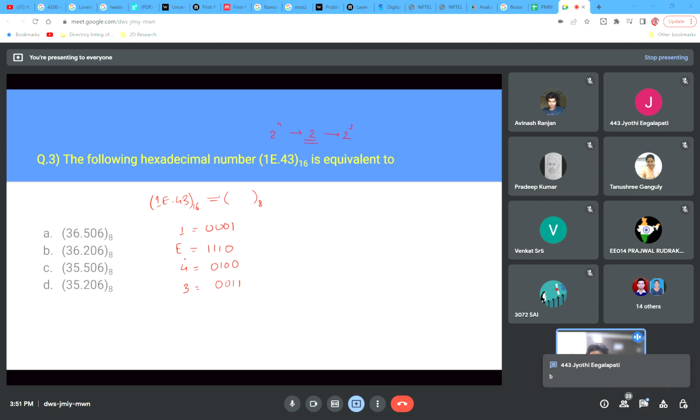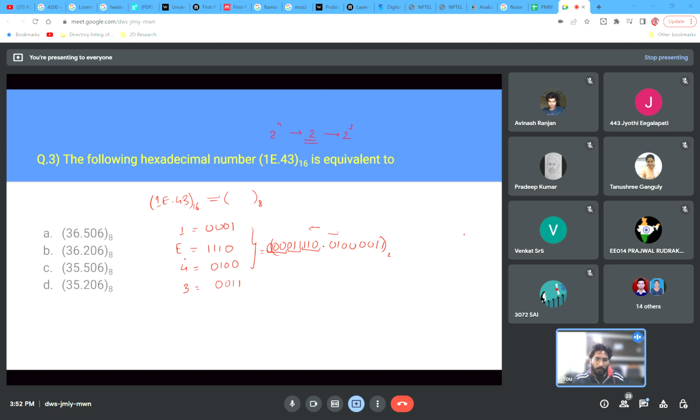So Jyoti has typed in one answer. I guess she would be right. So this will convert to 0001 1110.0100 0011 in binary. Now we know the rule of conversion from binary to octal. We need to group these digits, but as I have told, always start from the decimal point. So if you start from the decimal, let's go to the left first. We will group this in groups of 3, and this group remains incomplete, so we will just add one more 0 to fill it up. The 0 won't add anything.